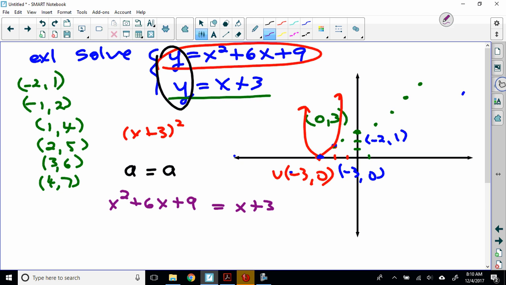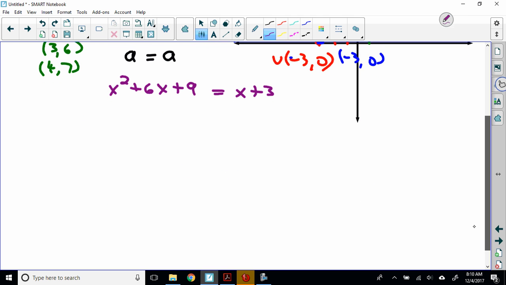All right, so now we have that to solve. I would probably subtract x from both sides, so x squared minus 5x, and I'd probably subtract 3 from both sides.